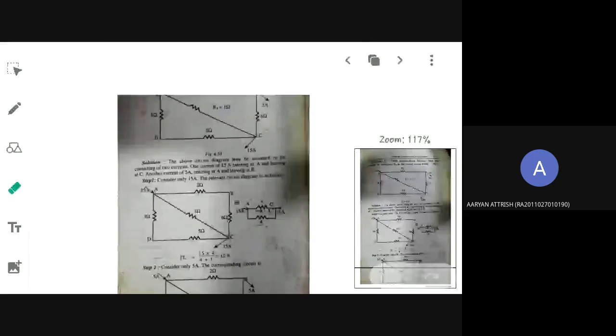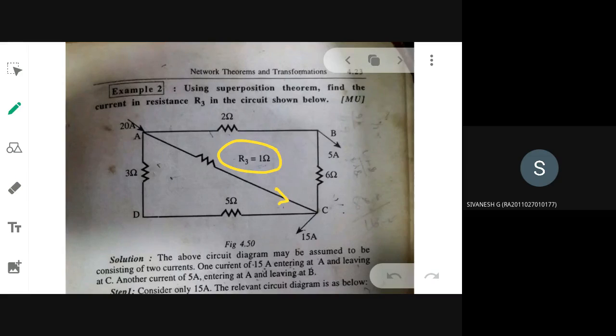So what is being asked in this problem? Find the current in R3 in the circuit by superposition theorem. Yes, find the current through R3. This R3 resistance is 1 ohm, through which you are supposed to find the current by again applying what theorem? Superposition theorem. If you carefully observe the circuit, what are the various sources present in the circuit and how many?